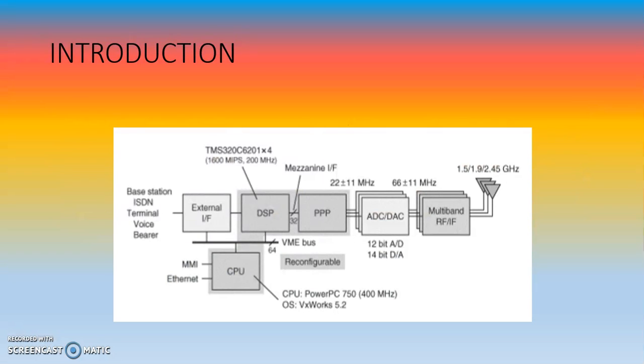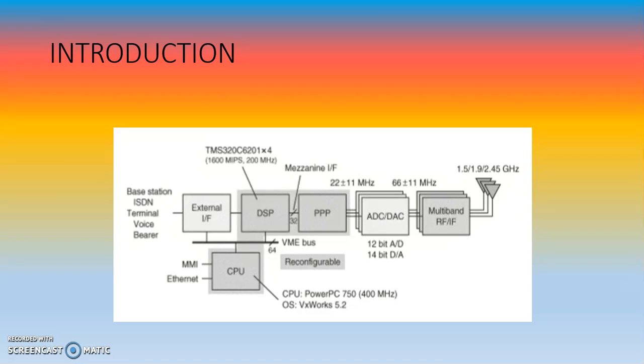Coming to this, this is the basic block diagram of the prototype. Here you can see external IF, where IF is intermediate frequency, DSP, PPP, ADC or DAC, and multiband RF, IF, and CPU.